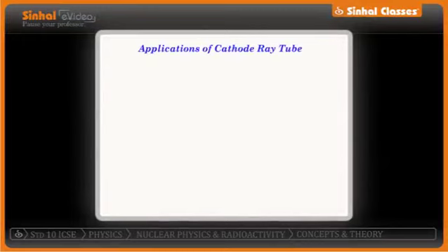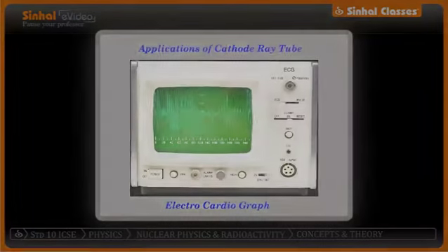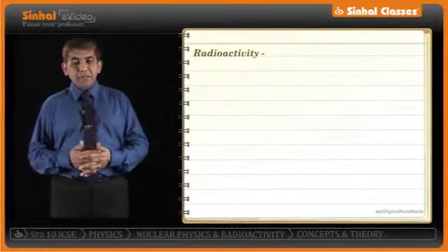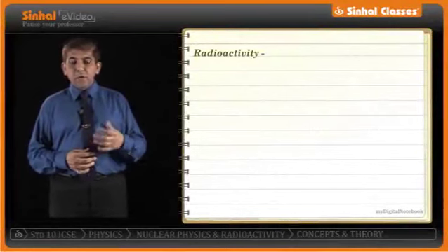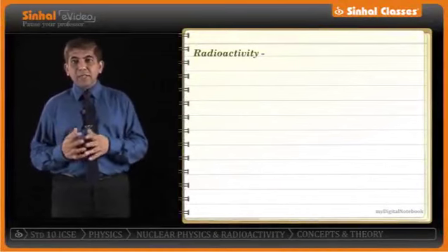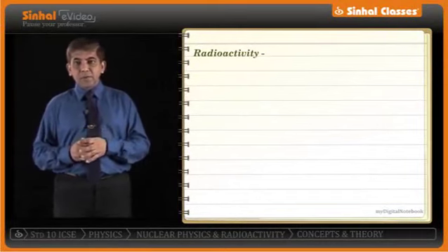Applications of the cathode ray tube, as I said earlier also, are the television tube, PC monitor and electrocardiograph. This chapter has a second part in it, which is called radioactivity. Now, what exactly is radioactivity, or how does radioactivity play a vital role?